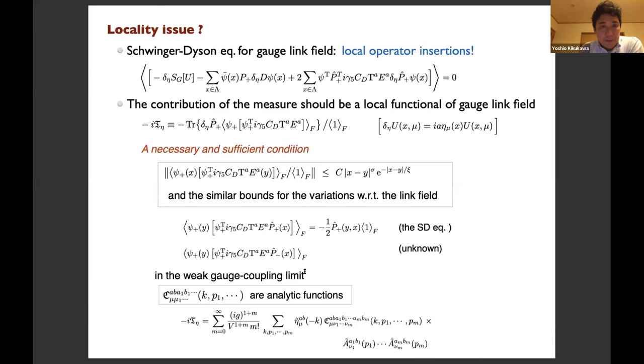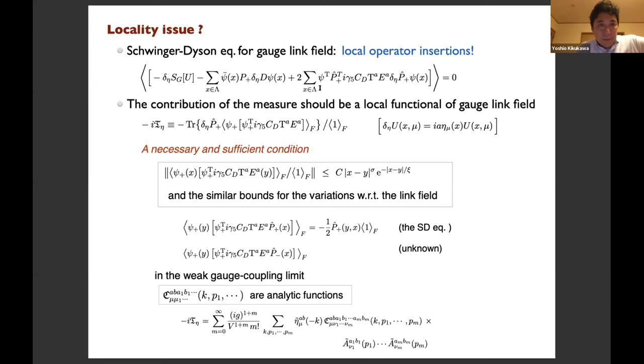In the weak coupling expansion, this expression should be expanded in terms of the lattice vector potential, and the coefficient should be an analytic function with respect to the momenta of the background gauge field. So these two conditions should be checked in any case. Otherwise, we cannot assure that the measure contribution is actually local. So this is a problem about locality.